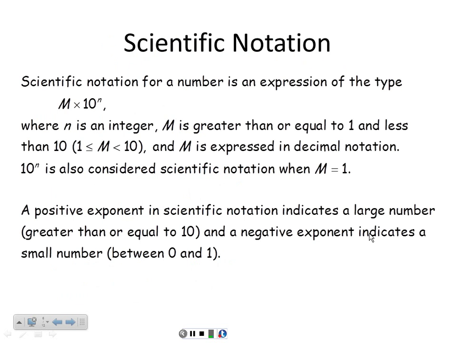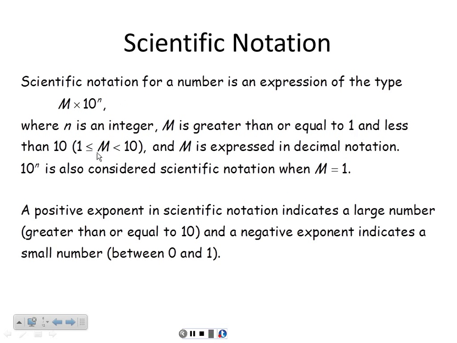And that brings us to scientific notation. So scientific notation for a number is an expression of the type m times 10 to the nth power, where n is an integer. In other words, n is going to be either a positive or negative number, and m is greater than or equal to 1 and less than 10.